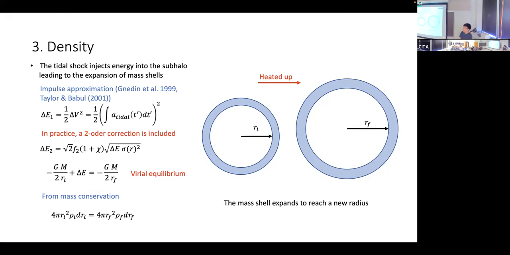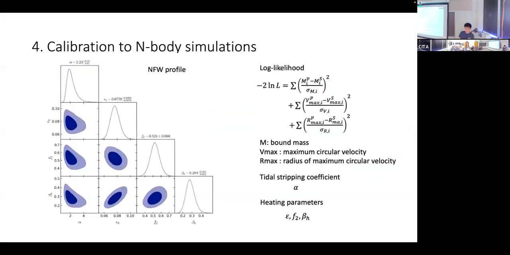So basically then we have orbit, we have mass loss, we have density. So we can try to compare our semi-analytical models with the numerical simulations we have done. So basically we can try to do some calibrations.